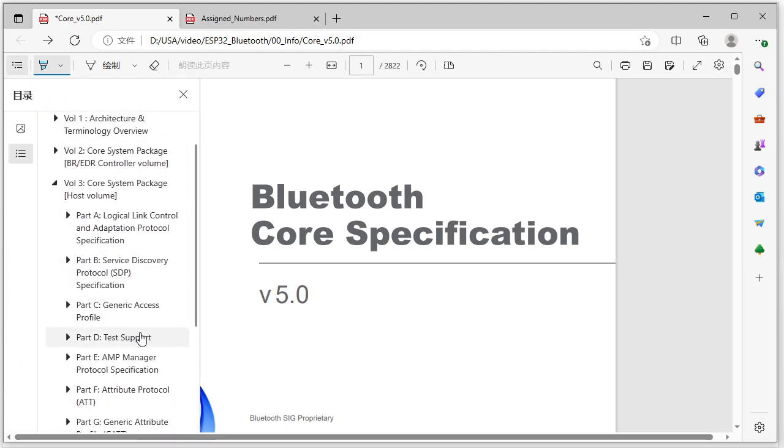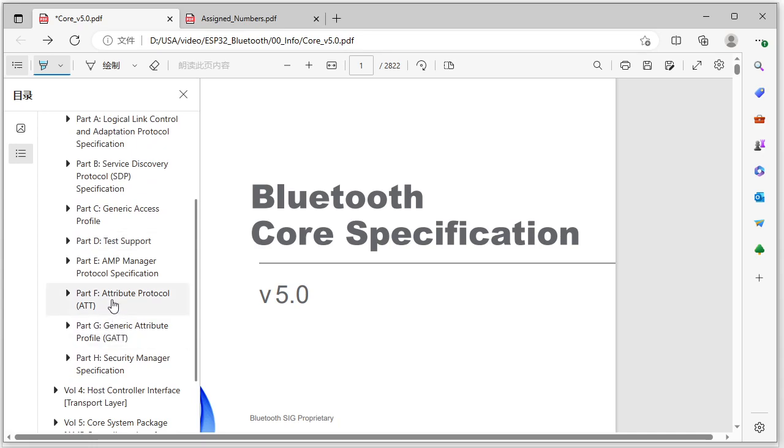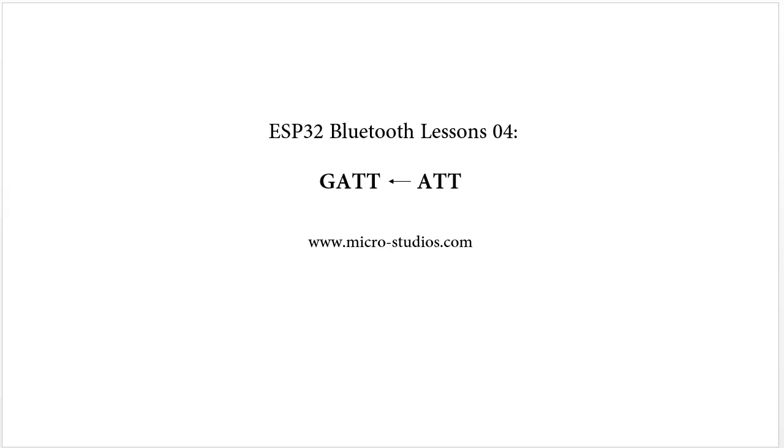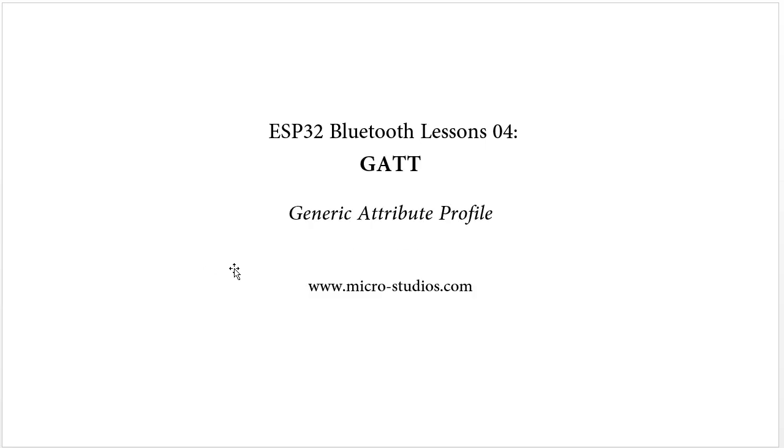So this will be the ATT. This will be the GATT. Usually we will study the ATT first and then go for the GATT. In this video, we will try another way. Okay. So the GATT's full name is this one: Generic Attribute Profile.